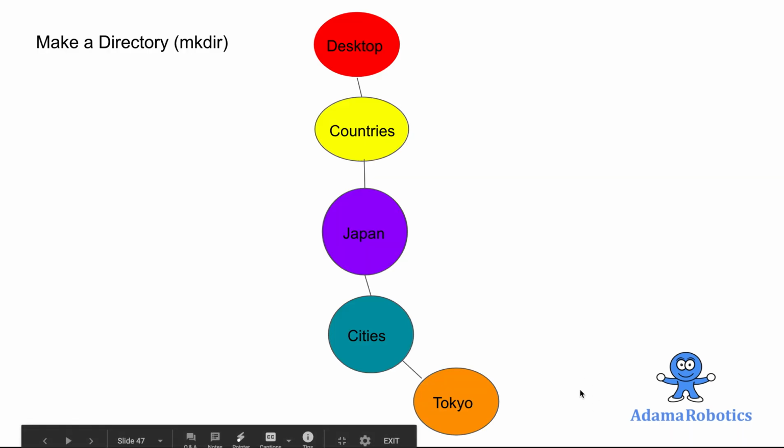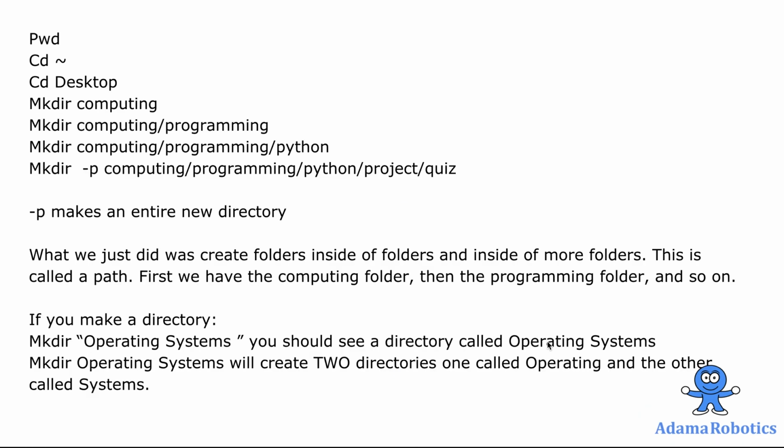Here we have a diagram of different directories. We have the desktop, we have countries, we have Japan, we have cities, and we have Tokyo. And what we are going to do next is use the command line to create similar directories.